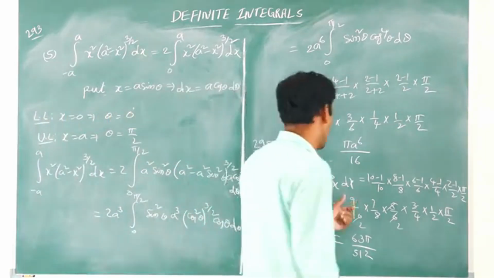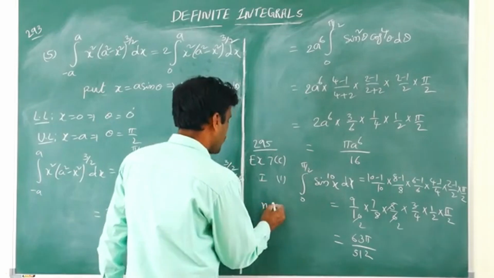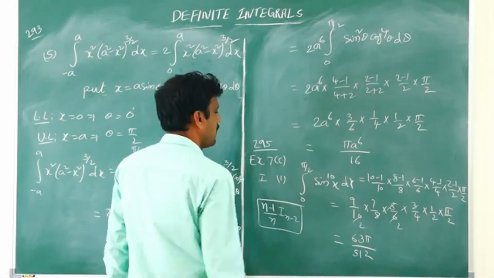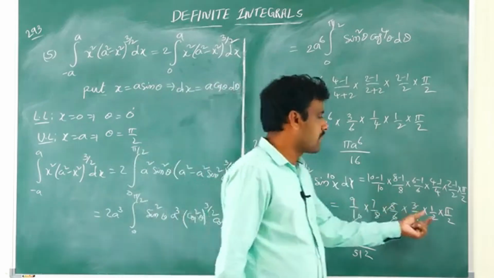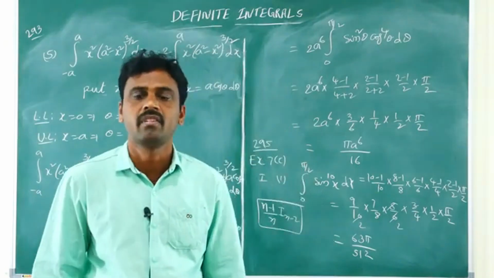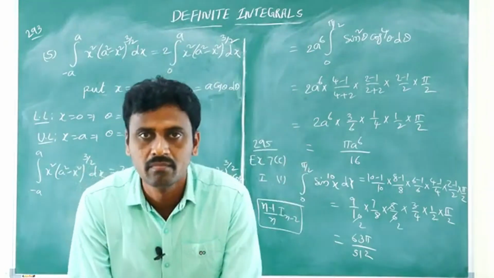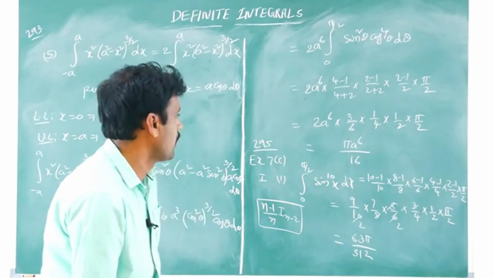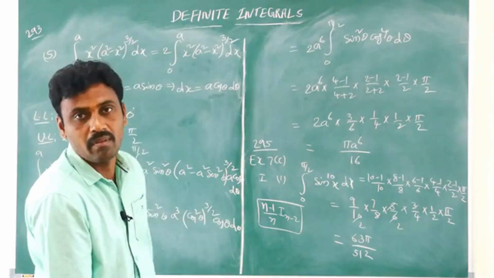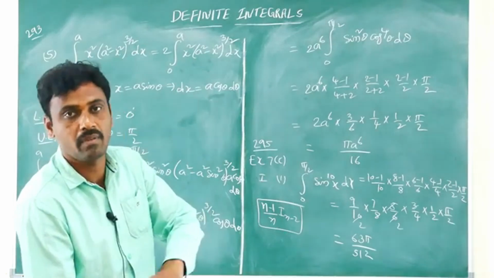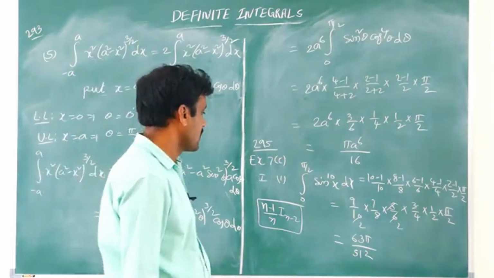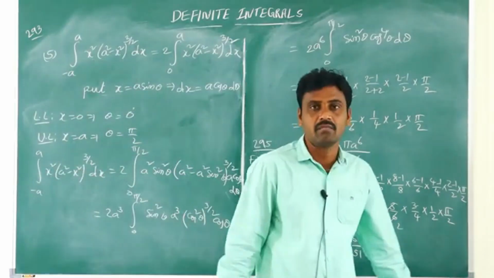Here the formula is n minus 1 by n into n minus 2 and so on. Where n is even, the last term becomes pi by 2. Where n is odd, the last term becomes 1. Here n is even, therefore the last term is pi by 2. N minus 1 by n into n minus 1 by n and so on, pi by 2. That is 63 pi by 512.